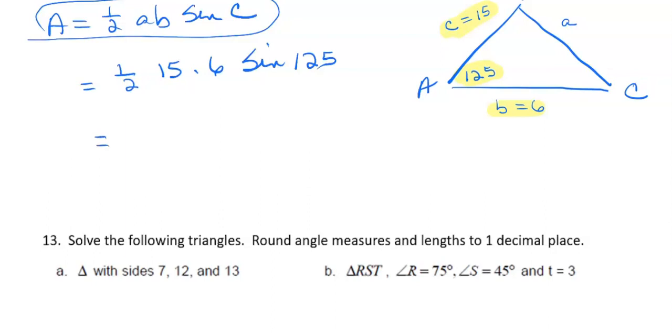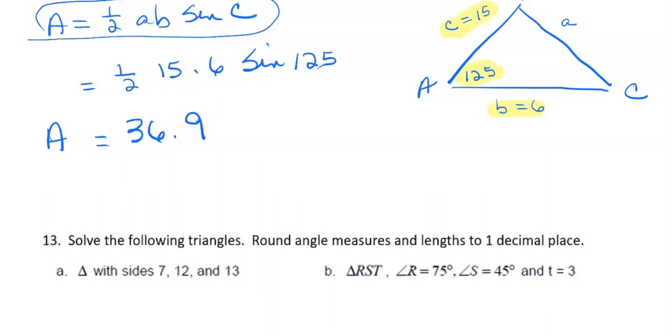Now, make sure your mode is in degrees before you do anything crazy, okay? So in your calculator, you should be putting 0.5, because that's 1/2, times 15 times 6 times the sine of 125. That should go in your calculator as one entry, one line. Don't do it in parts. That is not the way you handle this. And you should be getting 36.9 for your answer. So usually we say round to the nearest tenth. We didn't say it here, but we're going to round to the nearest tenth, and that's what you get.